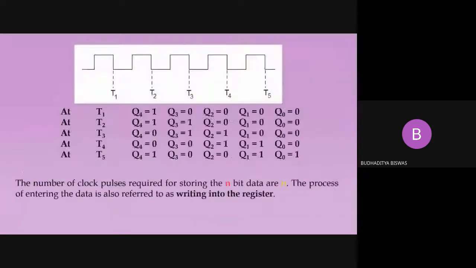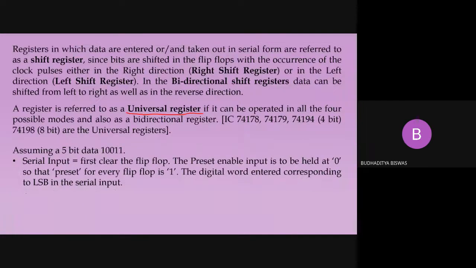Now come to this one: how the data are shifted in the register. So here you see one data is there. Say the data is 10011. So this is my data, and I want to shift the data serially. Here you see this is the preset enable input. Now you just need to understand what is called the preset enable input.